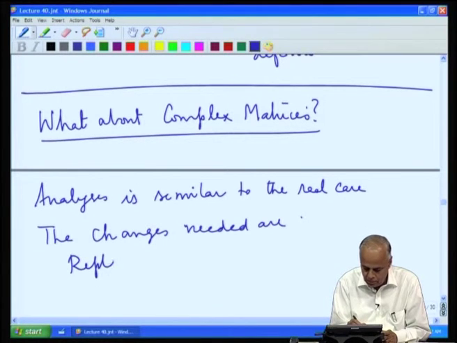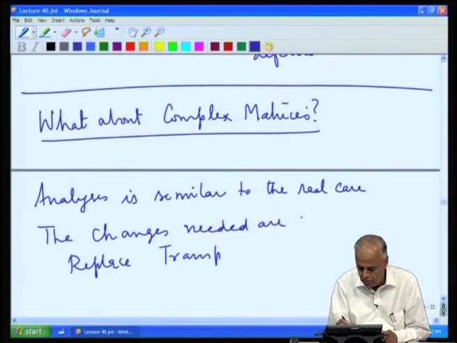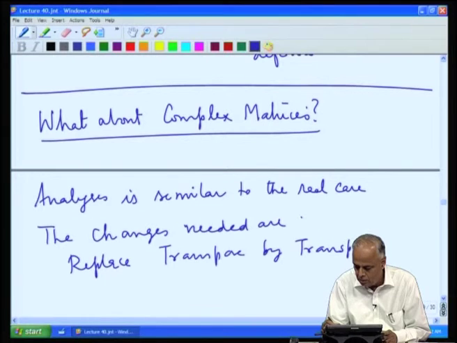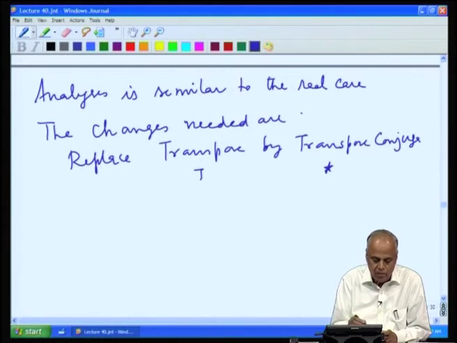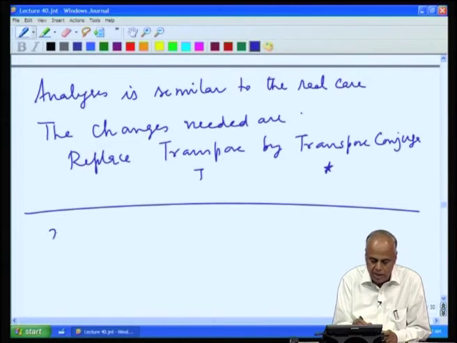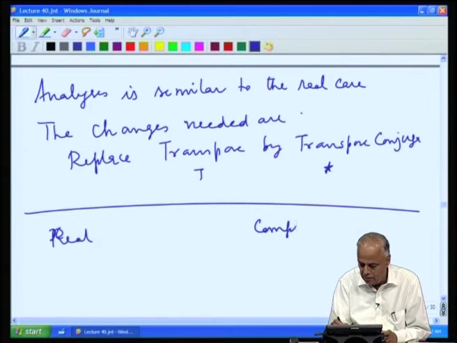Replace transpose by transpose conjugate. So, transpose is, if we write it as T, transpose conjugate is written as star. What do we mean by this? For example, the real case and the complex case.